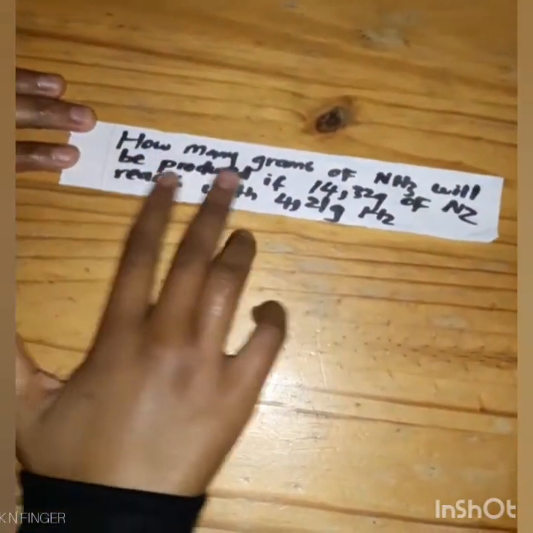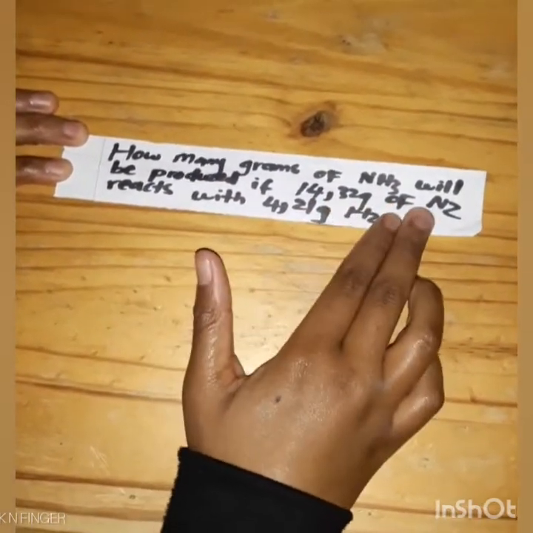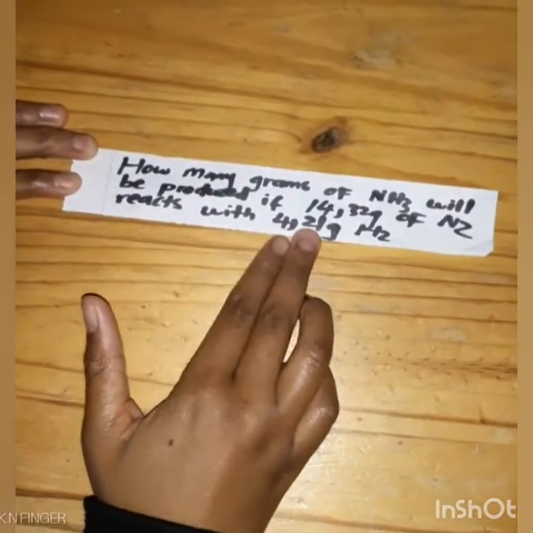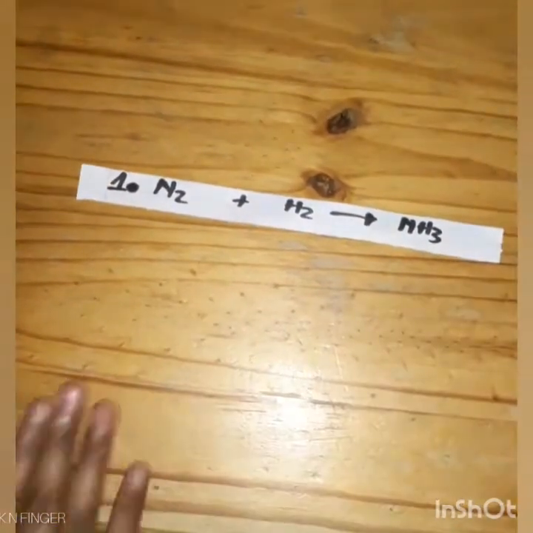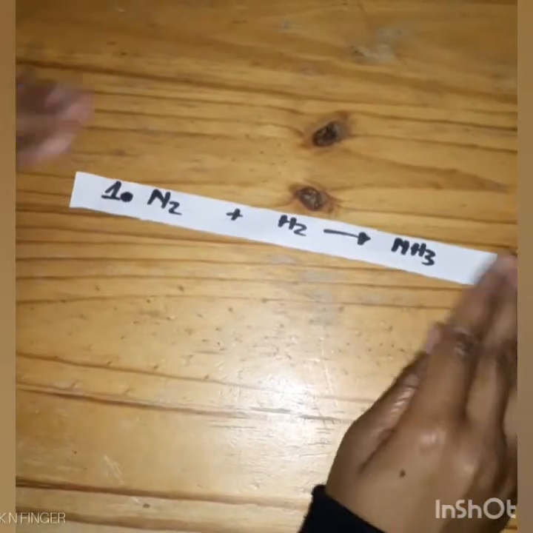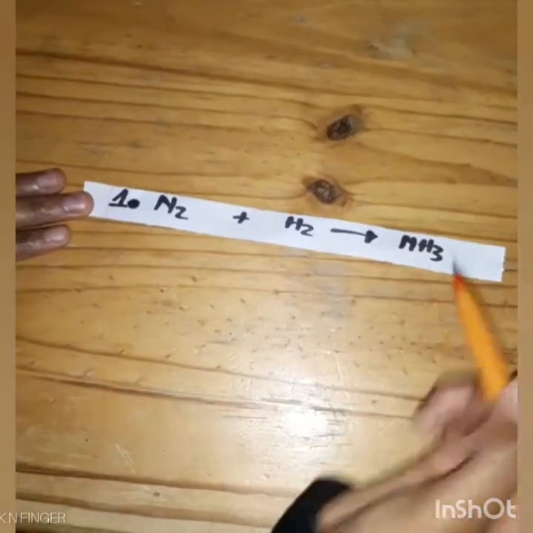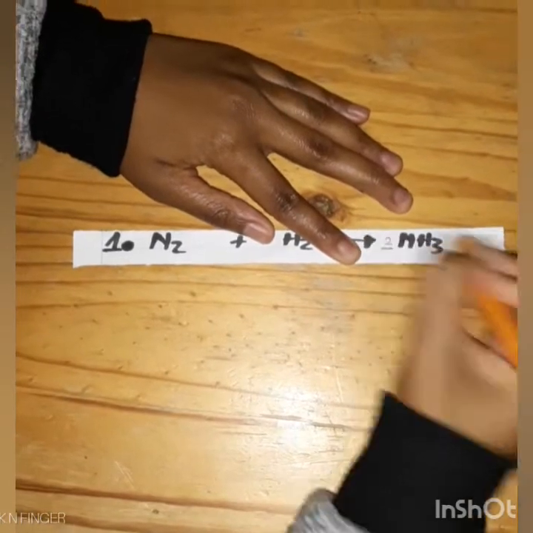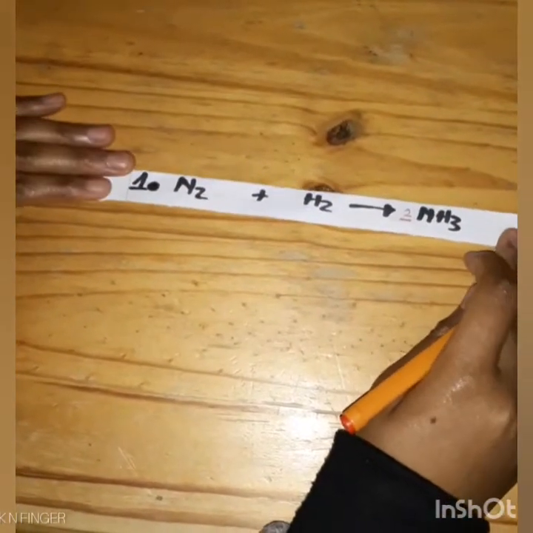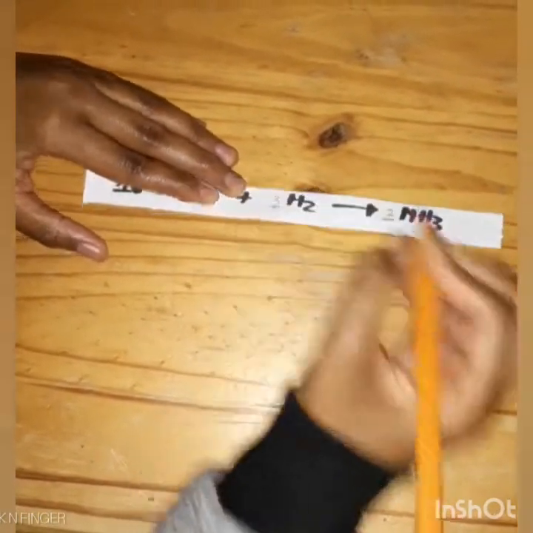The question says, how many grams of NH3 will be produced if 14.32 grams of N2 reacts with 4.21 grams of H2? All right, so firstly you need to write that in a formula, okay? Then you need to balance it. You can see we have 2 nitrogens this side, therefore we also need 2 that side. You put that there, and then because we have 6 hydrogens this side, we're gonna need 6 this side, so we're gonna put 3, and our equation is balanced.